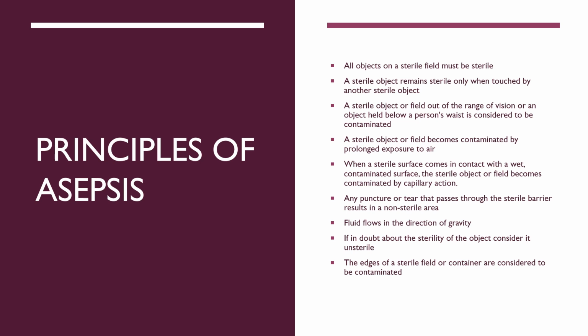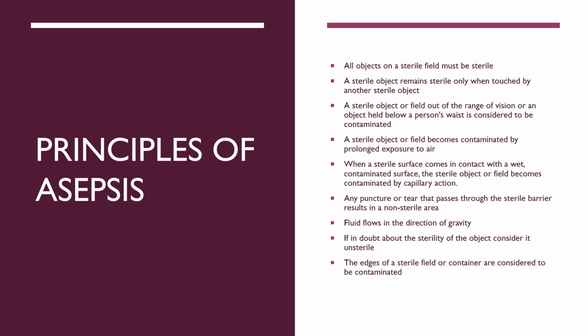The first and foremost principle is protecting the key sites, like wounds, and the key equipment, for example, dressings, by keeping them free from microorganisms. Next, all objects on the sterile field must be sterile. You cannot place unsterile gauze or equipment in your sterile field. A sterile object remains sterile only when touched by another sterile object, meaning you cannot touch your sterile area with a bare hand or with unsterile gloves.